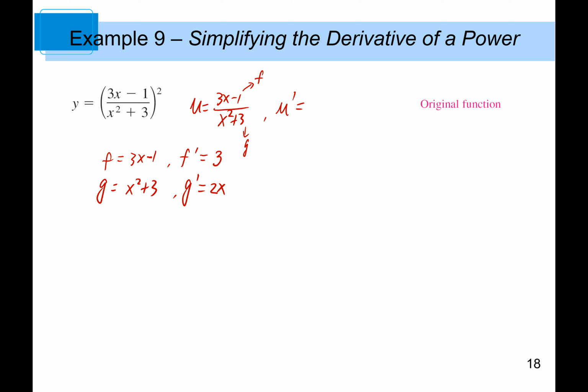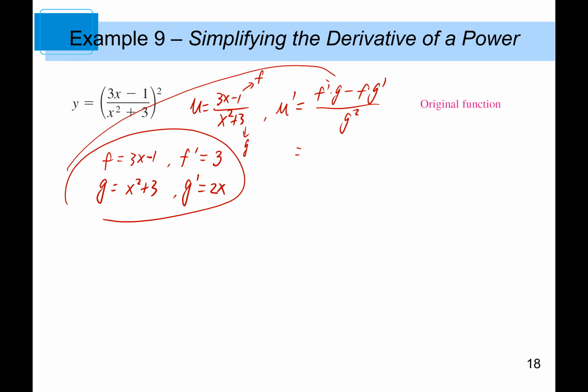Now we can apply the quotient rule. So f prime times g minus f g prime over g squared. Then we plug everything into this. So we have f prime, which is 3, times g, which is x squared plus 3, minus f, which is 3x minus 1, times g prime, 2x. And g squared is x squared plus 3 to the second.